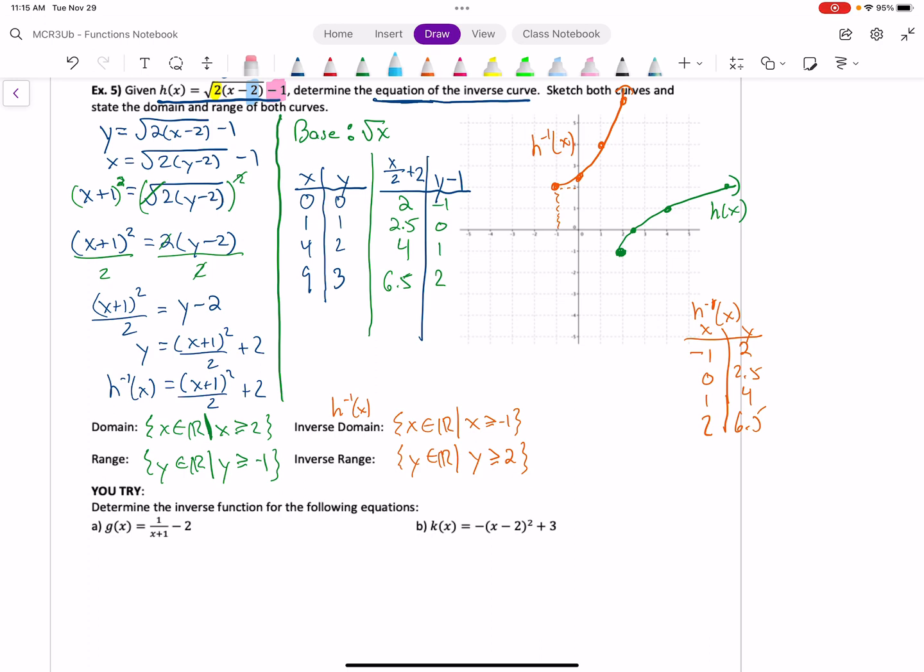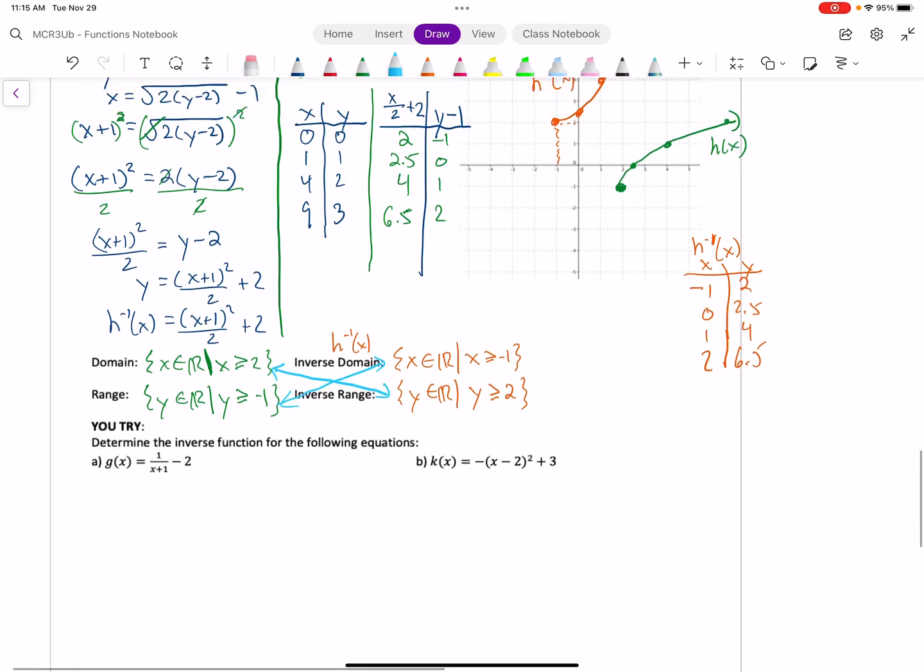If you look at the domain and range of the original versus the new one, my inverse, they've switched. And that, again, will always be the case. My domain and range will switch between the two. Okay, that kind of takes care of those.